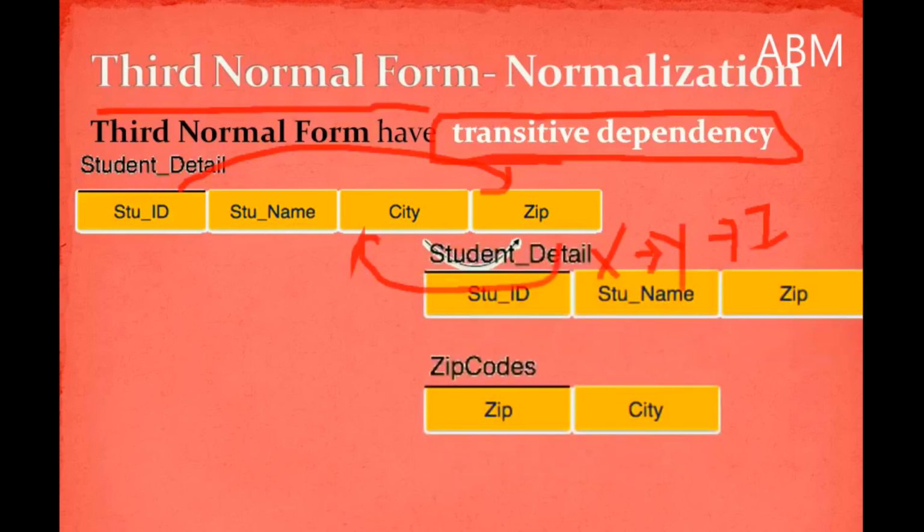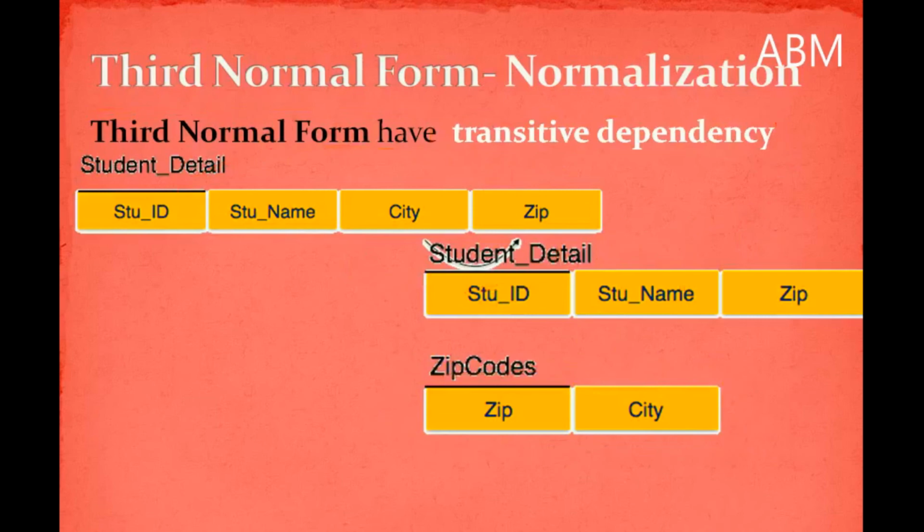So we can remove it by creating a second table, and you can see that the transitive dependency is removed here. Okay, the transitive dependency is removed here because student ID determines the student name and also determines the zip ID, and here in the second table zip is determining the city.